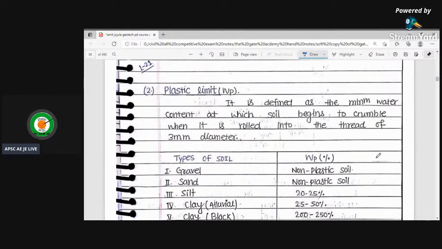Then next, coming to the plastic limit. So what is the plastic limit? It is defined as the minimum water content at which soil begins to crumble. So plastic limit is basically the minimum water content at which soil begins to crumble, okay, when it is rolled into a thread of 3 mm.